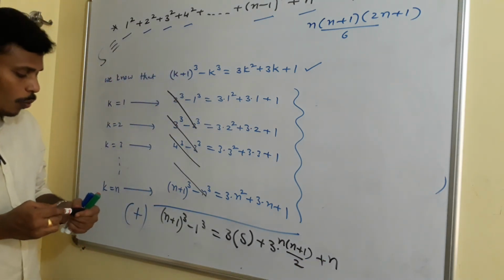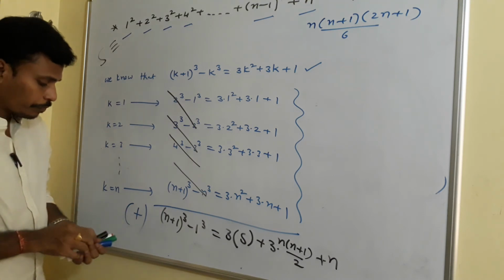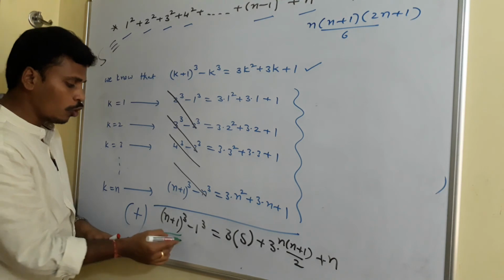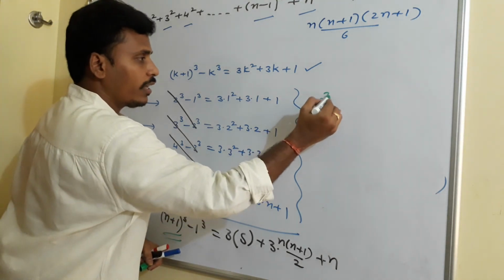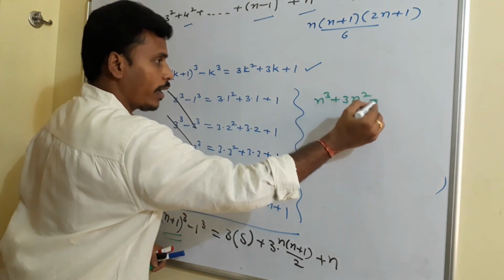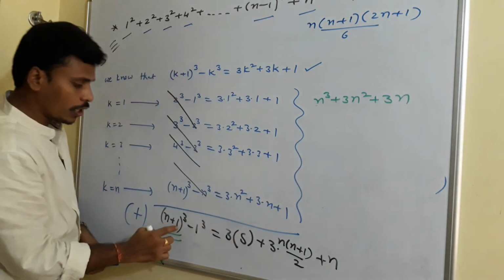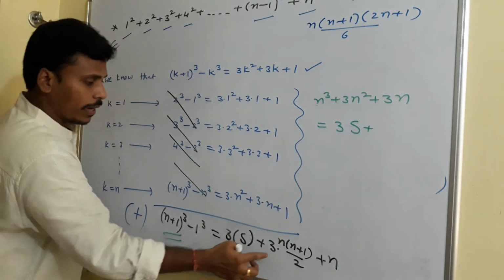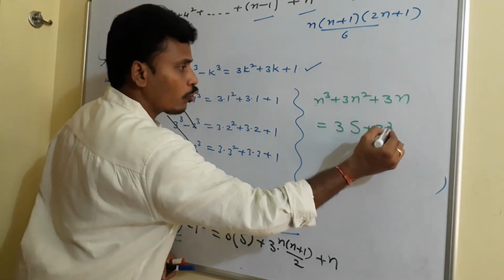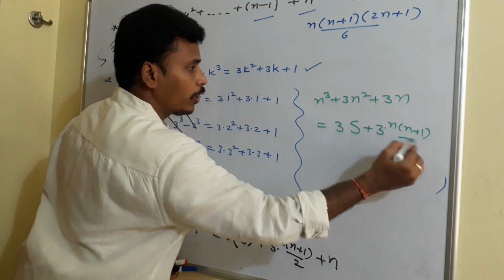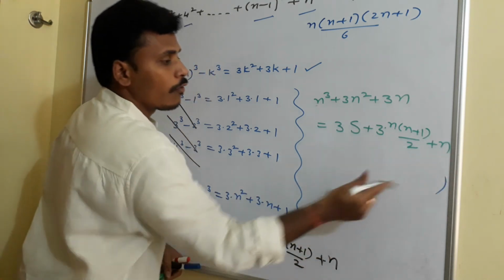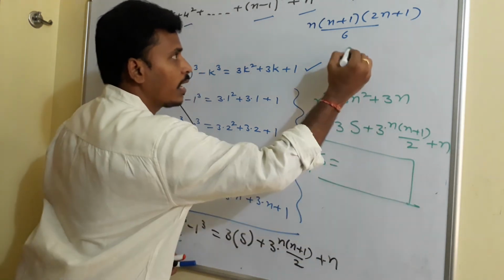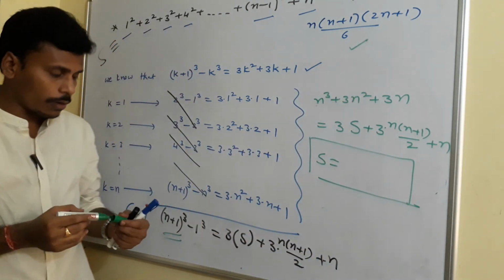Now if you look at the end, what we have in our hands is n plus 1 whole cube minus 1 cube. Again use the n plus 1 whole cube formula here. From there you have n cube plus 3n square plus 3n plus 1 minus 1 cube, where 1 and minus 1 get cancelled, is equal to 3 times s plus 3 times n into n plus 1 by 2 plus n. From there if you make s the subject, you will get your answer as n into n plus 1 into 2n plus 1 by 6.